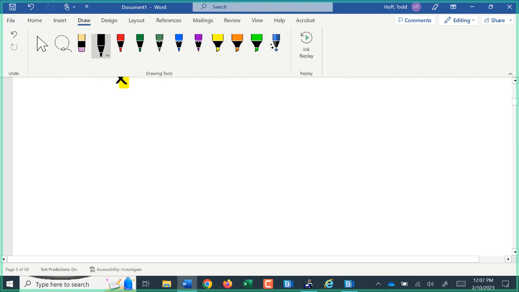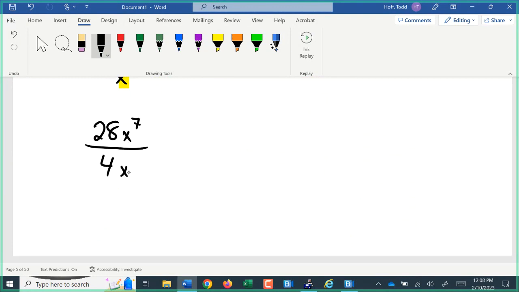So if I have numbers involved, 28x to the 7th divided by 4x to the 4th, I divide the counts. 28 divided by 4, this is just a normal division, 7. Then I combine the names. X to the 7th divided by x to the 4th. Again, they have the same base of x, so I can subtract the powers. 7 minus 4 is 3.